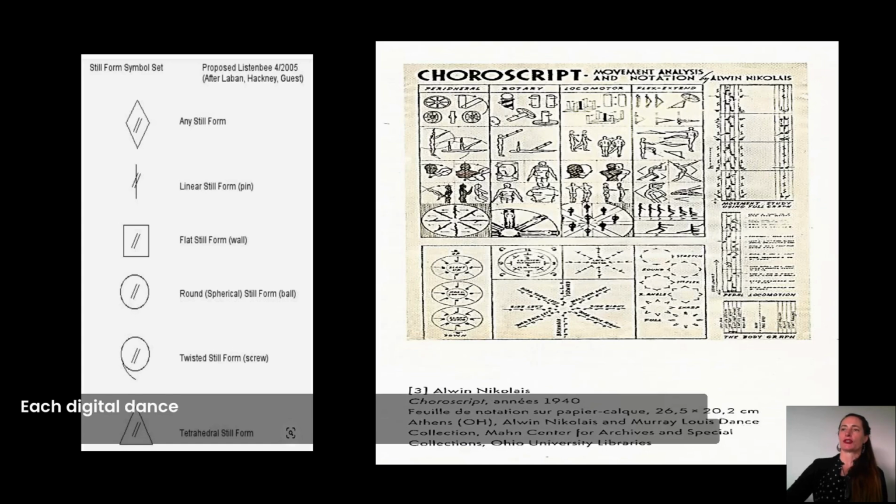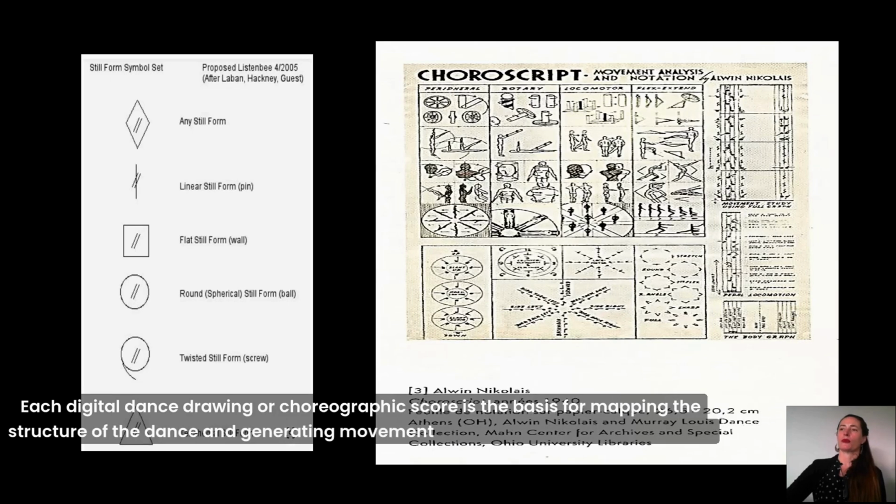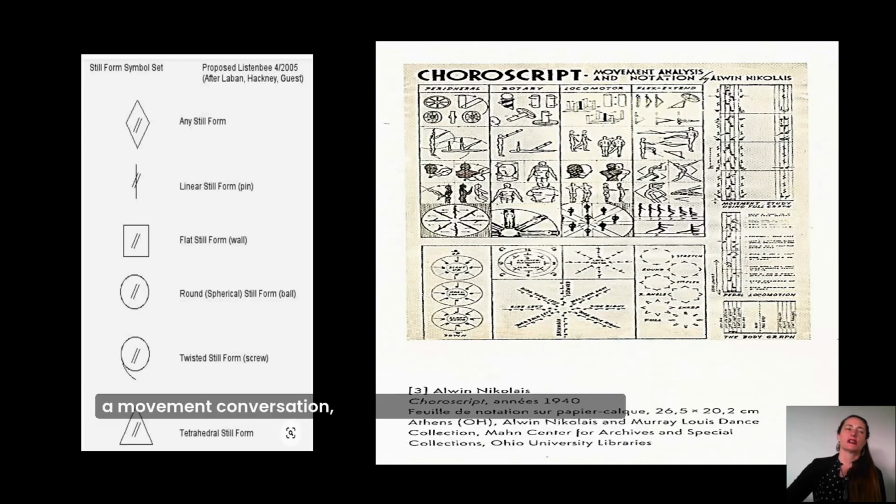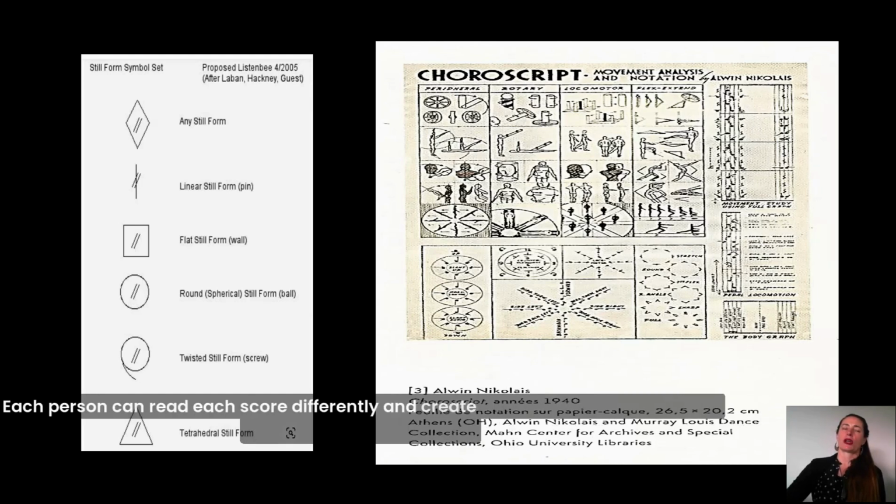Each digital dance drawing or choreographic score is the basis for mapping the structure of the dance and generating movement motifs and sequences that form a movement conversation. Similar to that of a jazz musician, each person can read each score differently and create a new movement sequence based on the same image.